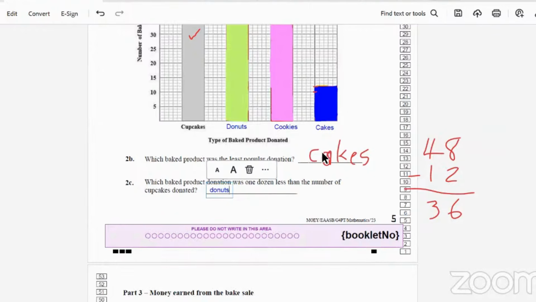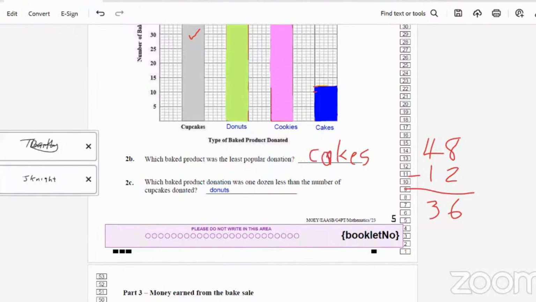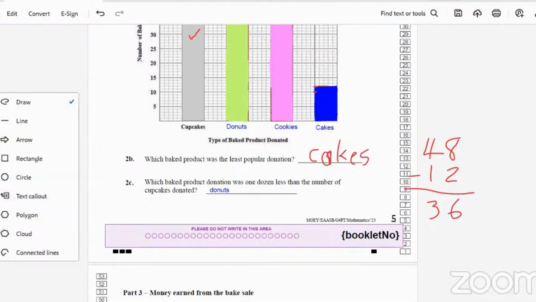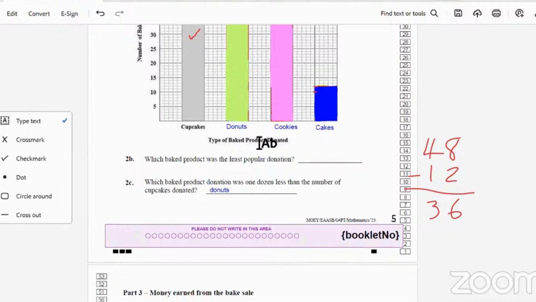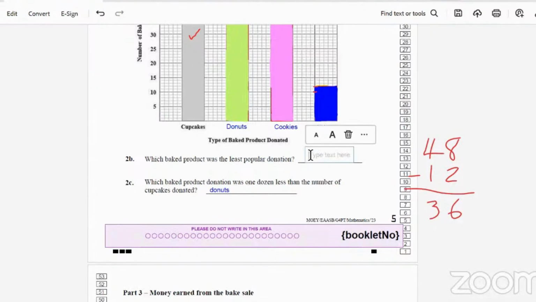All right, let me just change this one as well. Let me erase this that I did, and I'll just type it in instead. So it looks a whole lot better than what I wrote in. All right, guys, so remember, when it says 1 dozen less, you have to know how much is a dozen? That's 12. And so it would have been cakes. Okay, so let me type that in. All right, so there we go. Cakes and donuts.